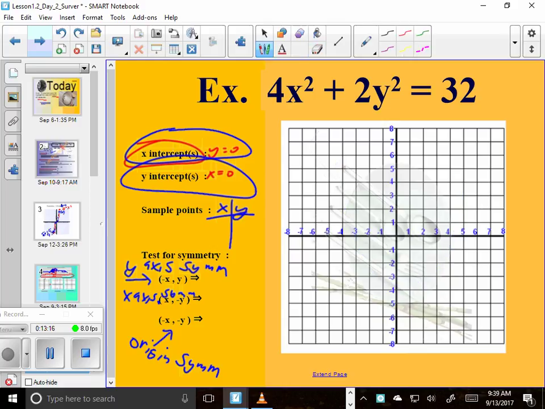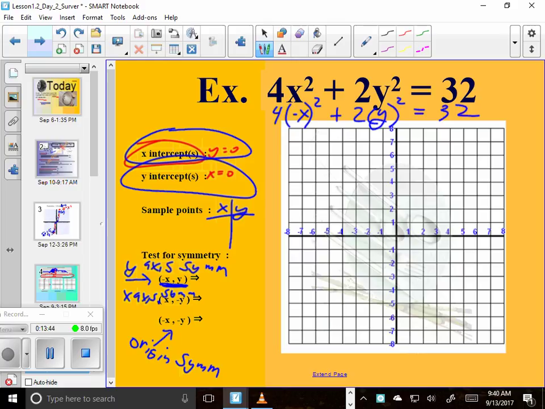But if you just stick negative x and y into your equation, I'm going to stick a negative x in right here. 4, and instead of x, I put in negative x. 2 times y squared, and instead of y, what am I supposed to put in? Regular y. And I solve it. Does it look exactly like the original?